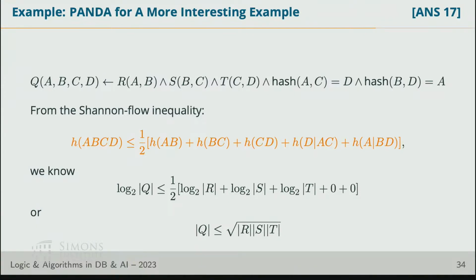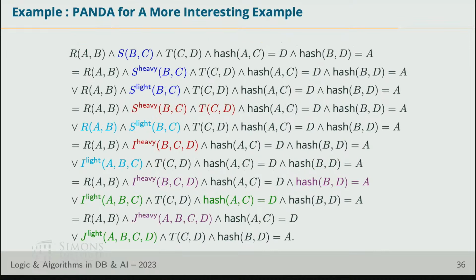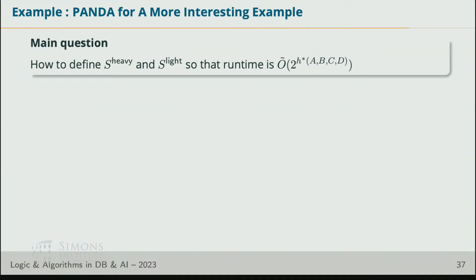This is becoming a little less trivial. You cannot do the one variable at a time algorithm anymore. So we just chase through these steps. Now, again, I'm not going through these steps in any detail, but to answer Albert's question earlier, the algorithm will go kind of like this, just chasing through the query plan, just like before. But the main question is, how do we even define this heavy and light so that the runtime is as predicted by the linear program?